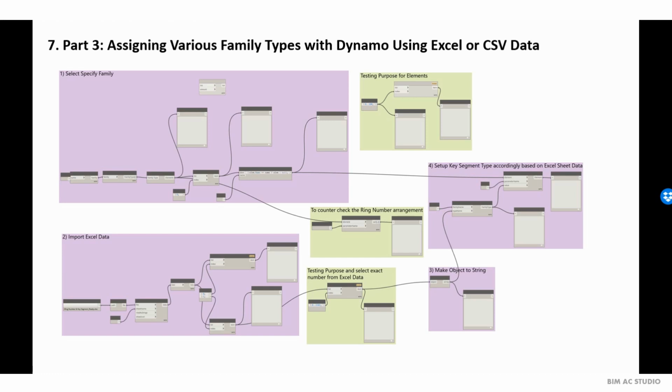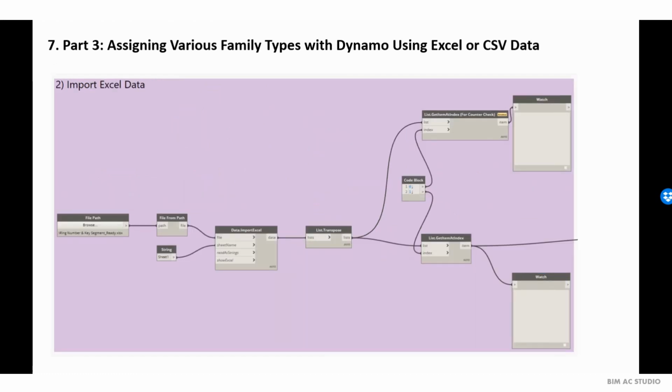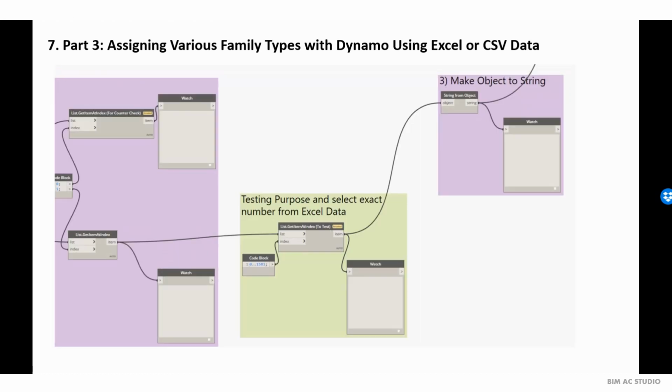Alright. In step number 1, you need to select the specified family, and after that you need to check the ring number arrangement, whether it is correct or not. And then step number 2, you need to import your Excel data, and step number 3, you need to make the outcome become a string.